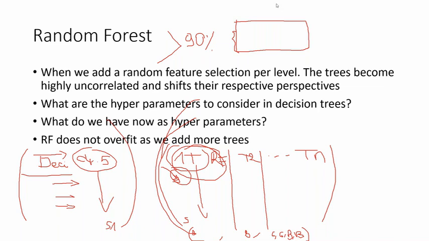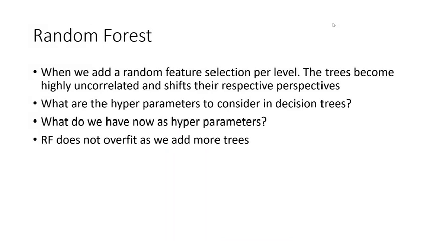And there is another excellent outcome here. We said the trees become highly uncorrelated and shift their respective perspectives. So what are the hyperparameters to consider in decision trees and in random forests? In decision trees, what hyperparameters do we consider generally? Probably the number of decision trees. No, in the regular decision trees, not the random forests. Ah, regular, sorry. It's the size. Yes, for the regular decision tree. The depth, exactly. It's the depth.